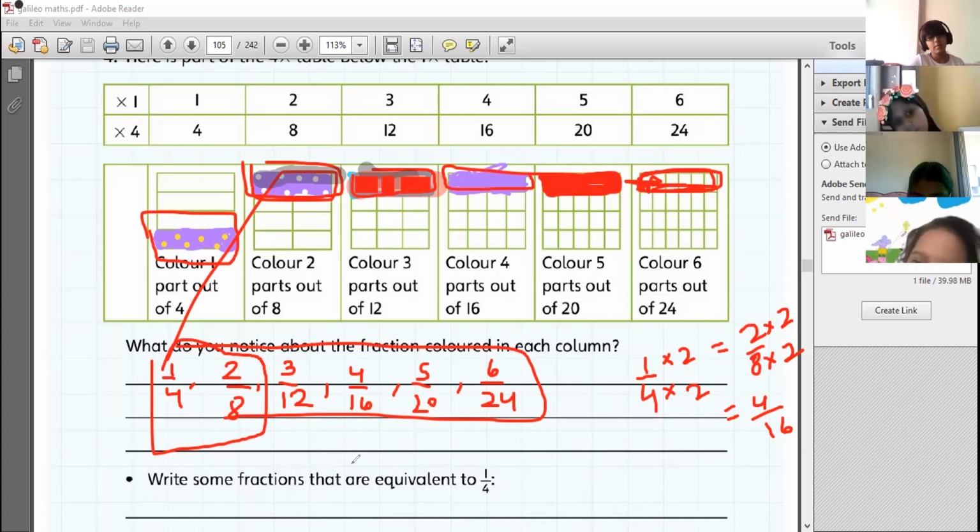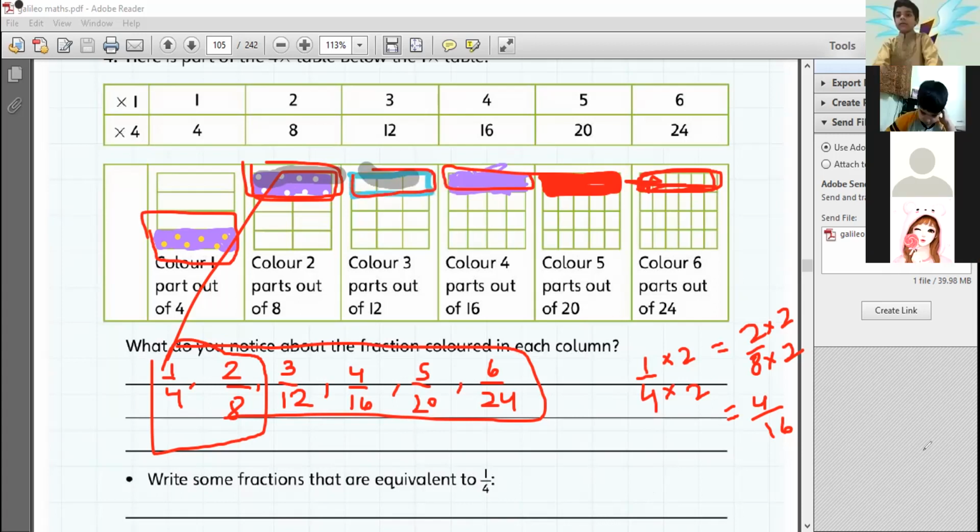I think I know. What, Mustafa? You're nearby. 4 by 12. 3 fours are 12. Yes. And 1 threes are? 1 threes are 3. So 3 by 12. Wait, again I'm explaining. They have multiplied 1 by 4 by 3.